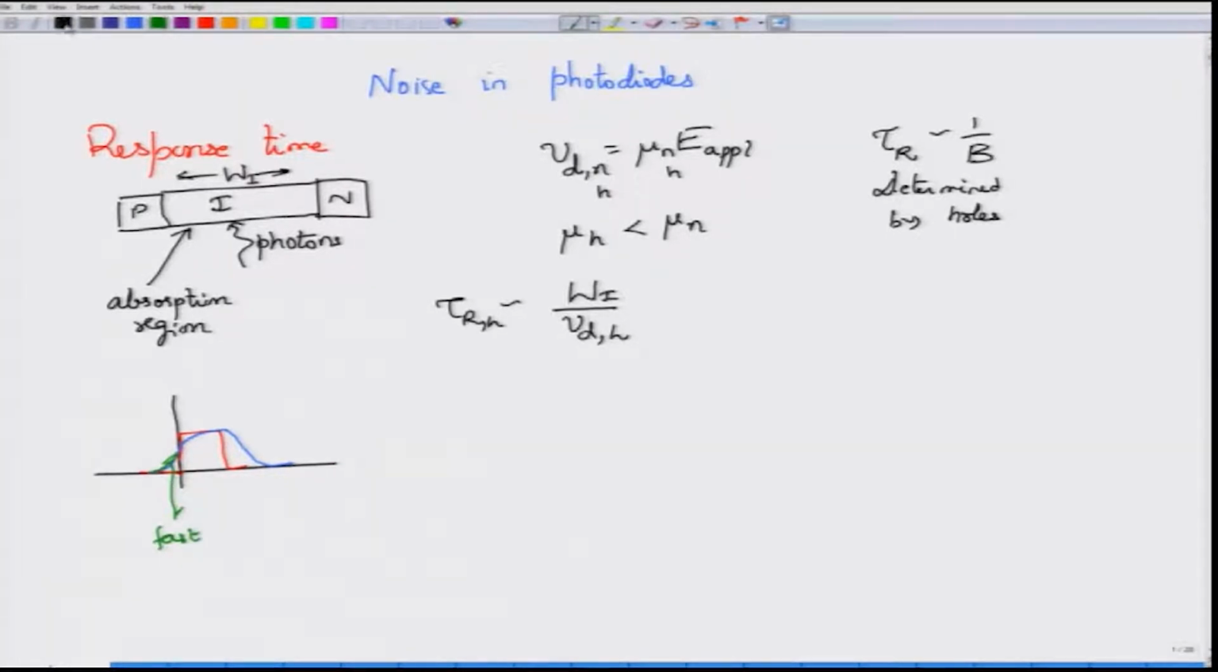followed by a slow process. The fast process happens due to the drift, whereas the slow process is because of the diffusion. So diffusion is slow, and fast is because of the drift.